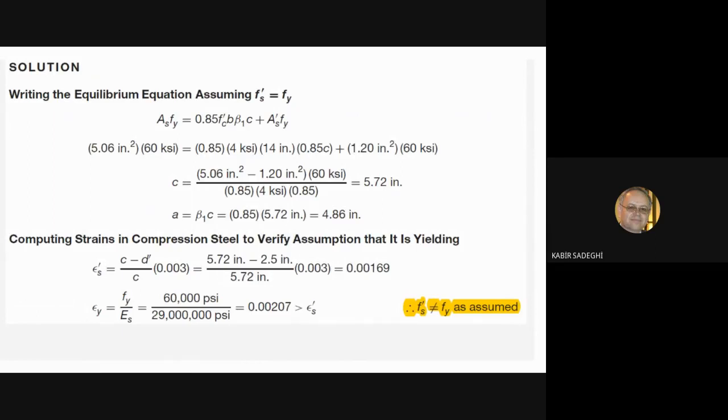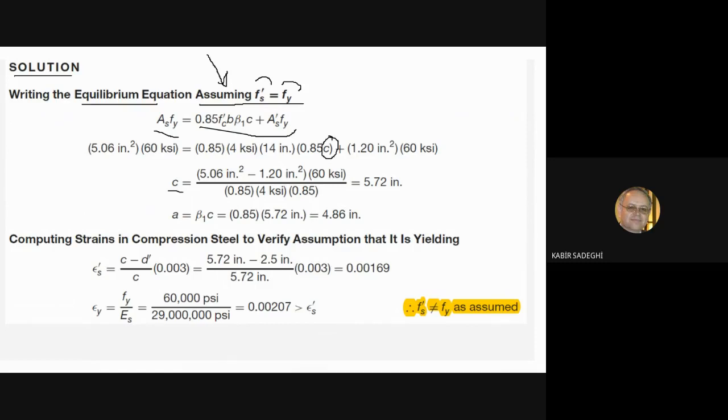As the first step of the solution, again for writing the equilibrium equation, we assume that the compression steel is yielded, and we assume that f prime s equals fy. This assumption, like any other assumption, should be verified. How? We calculate strain at compression steel and compare with epsilon y. Then we write T equals C, and C has two parts, C1 and C2. We apply the values. There is only one unknown in the equation, that is c.